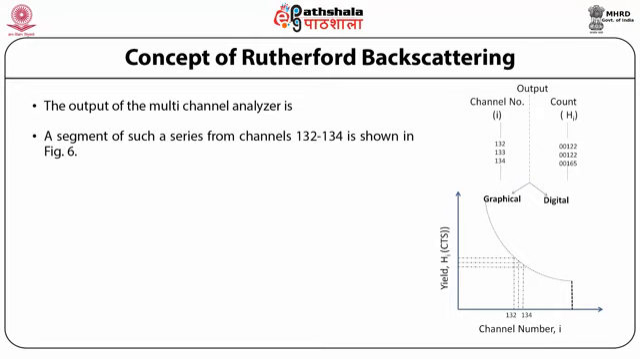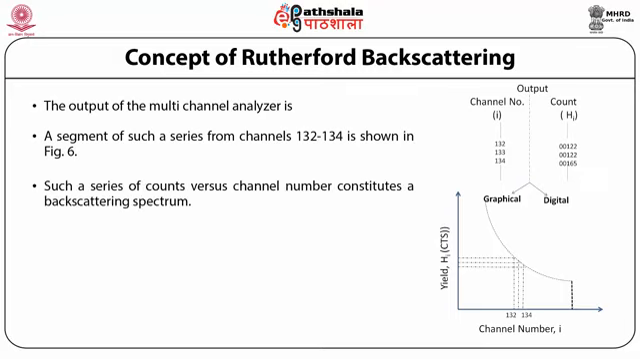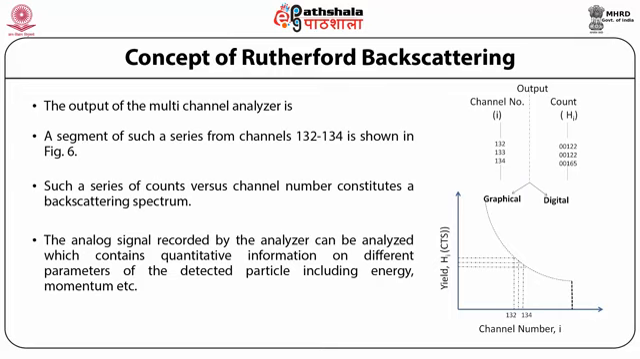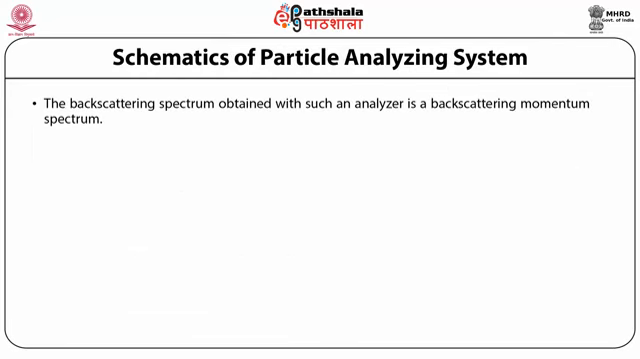The qualitative analysis of the spectrum can be done by the graphical display. Digital outputs are used for numerical analysis. Such a series of counts versus channel number constitutes a backscattering spectrum. In the graphical display, the ordinate is frequency, labeled yield or backscattering yield. The analog signal recorded by the analyzer contains quantitative information on different parameters of the detected particle, including energy, momentum, etc. The backscattering spectrum obtained with such an analyzer is a backscattering momentum spectrum.